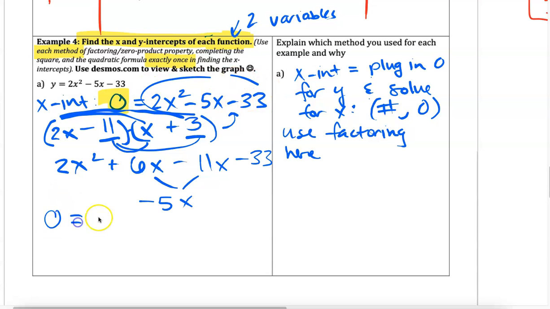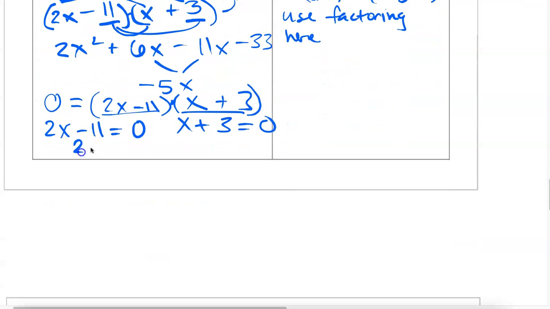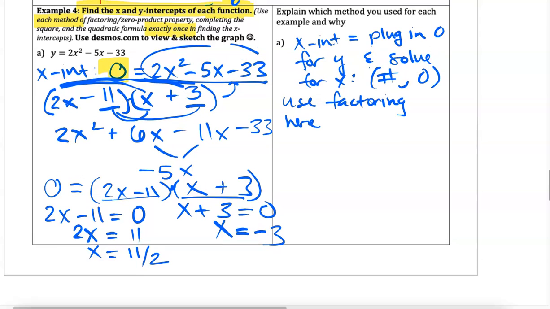So I know that 0 equals 2x minus 11 times x plus 3 because 0 equaled this. And these are the two things that multiply to equal that. So I know that I have two quantities multiplying together to be 0. So I know that one of them has to be 0. So I'm going to solve each here. One solution is 11 over 2. And the second solution is negative 3. So these would be my x-intercepts.